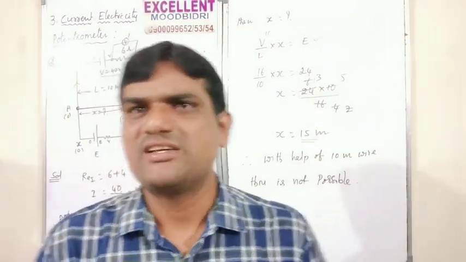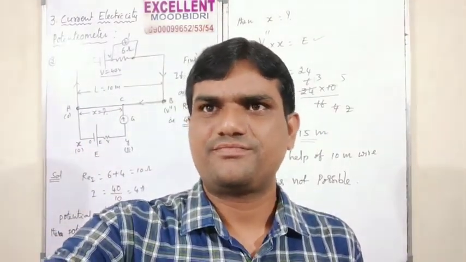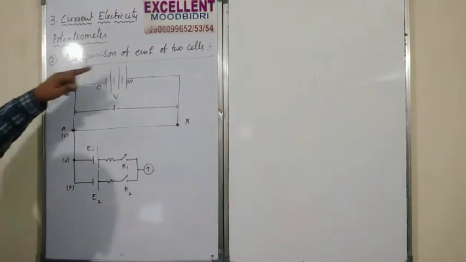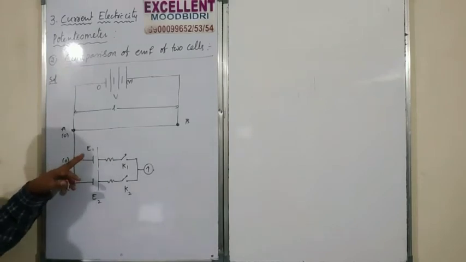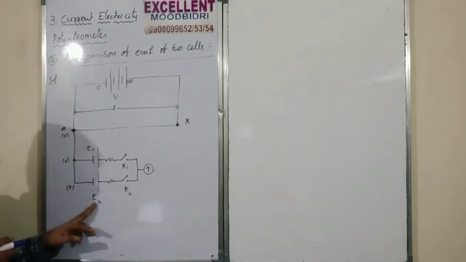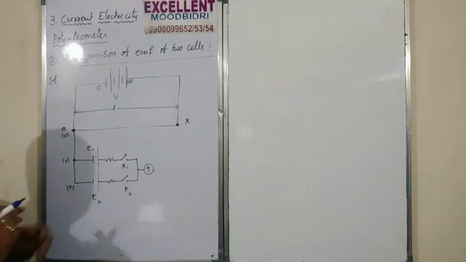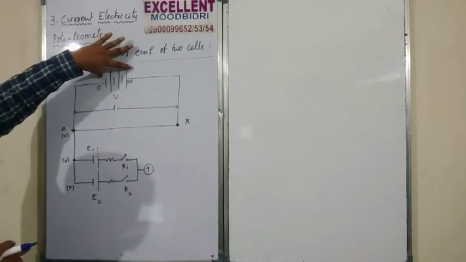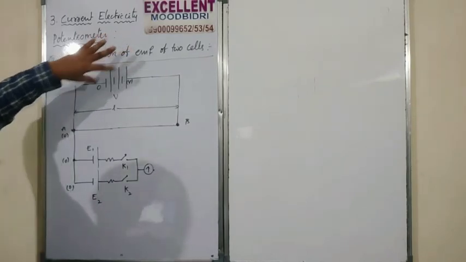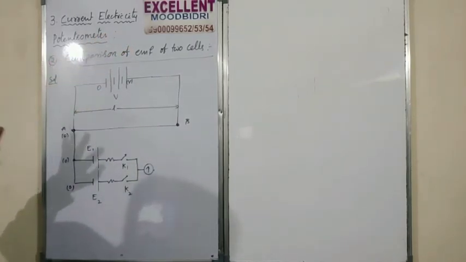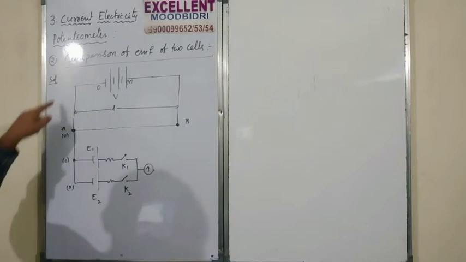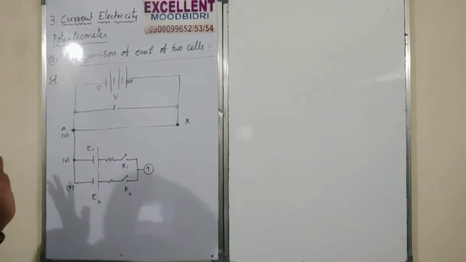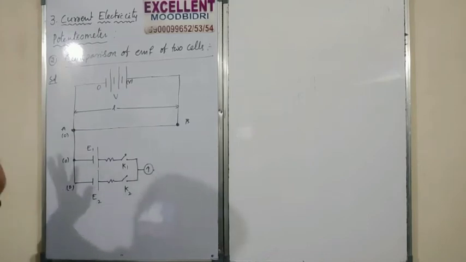Next topic is comparison of EMF of cells. So next question is comparison of EMF of two cells. Two cells are there. So first cell EMF is equal to E1, second cell EMF is equal to E2. So we have to arrange as shown in the figure. This is the battery voltage. Remember, battery voltage is always greater than the EMF of cells. EMF of cells is always less than the EMF of a battery. And also polarity is not reversed, polarity same will be there. Those are the conditions you can remember.